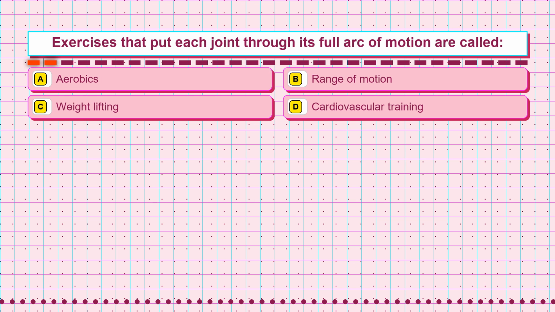Question 70. Exercises that put each joint through its full arc of motion are called option A, aerobics. Option B, range of motion. Option C, weight lifting. Option D, cardiovascular training.